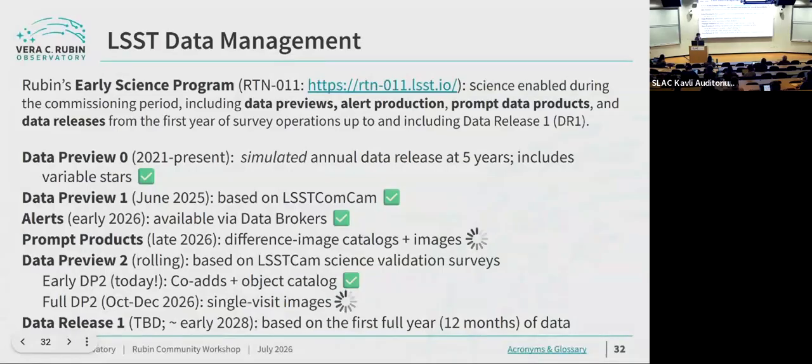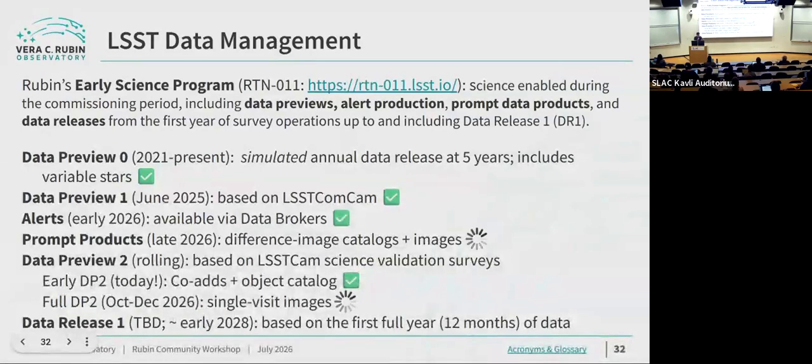The prompt products database will be released probably late 2026. We are working with data services to get that to you as soon as we can. And then currently we have Data Preview 2, which is going to be released on a rolling basis. So you'll hear something called early DP2 that is released, that will happen today. That will include COADD and object catalog level data products.